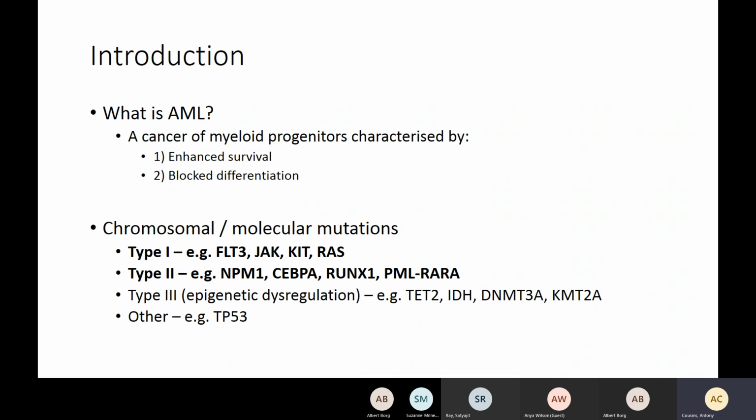Okay, so moving on a bit more specifically to AML. What is AML? It's acute myeloblastic leukemia. At its simplest level, AML is a cancer of myeloid progenitors. In common with other cancers, it's characterized by, first of all, enhanced survival. These cells don't die the way they should. Your bone marrow is generally very well regulated. Cells know when they can proliferate and when they should die. These cells proliferate more than they should and don't die.